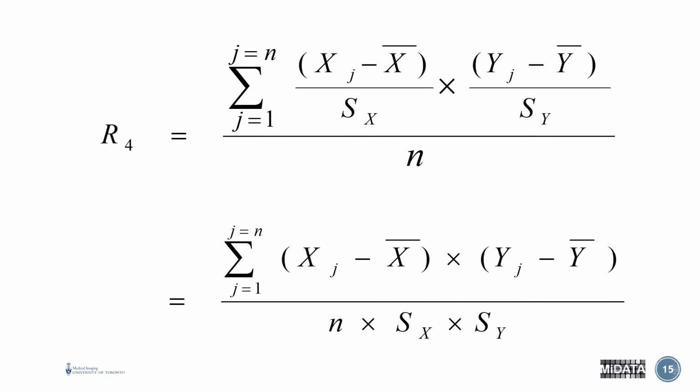Okay, here's the math for R4, our fourth attempt at a measure of association. Now, if you have a look at the top, this is the sum of the difference of X from its mean over its standard deviation multiplied by the difference of Y from its mean over its standard deviation, all of it divided by n. If we rearrange this equation, we end up with this lovely equation at the bottom, which, as you can guess, I'm sure, is the Pearson coefficient of correlation. And voila, we have successfully duplicated what Pearson put together many, many years ago.